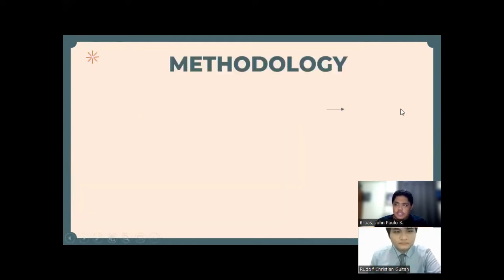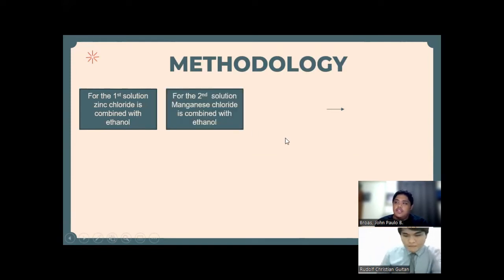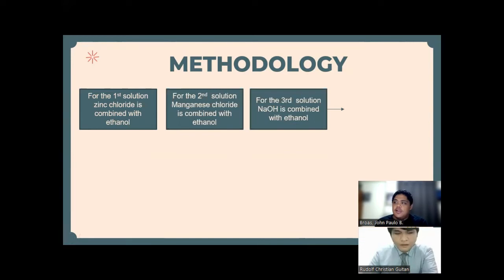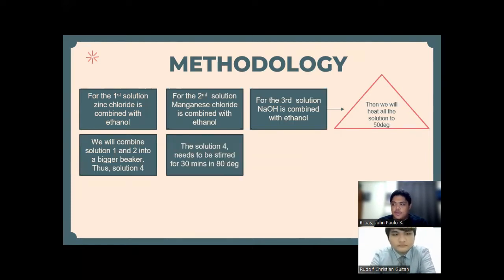Now, for the methodology, the first solution, zinc oxide, is combined with ethanol. For the second solution, manganese chloride is combined with ethanol. And for the third solution, NaOH is combined with ethanol. Then we will heat all the solutions to 50 degrees. We will combine solution 1 and solution 2 into a bigger beaker, solution 4. Solution 4 needs to be stirred for 30 minutes at 80 degrees.